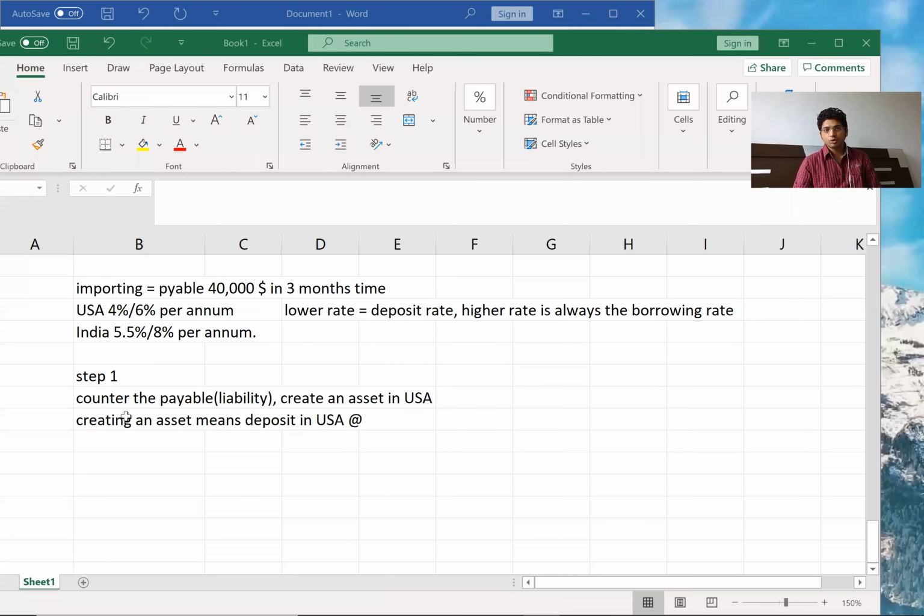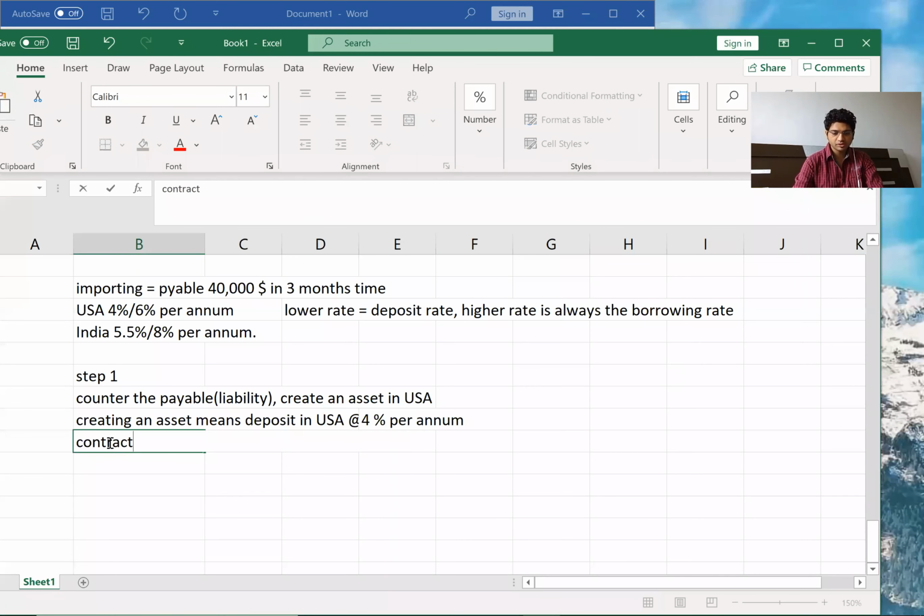Okay, so we are creating an asset, which means we are going to deposit in USA. So we'll use the US deposit rate. The US deposit rate is 4% per annum. But I don't want per annum. The contract is only for 3 months.